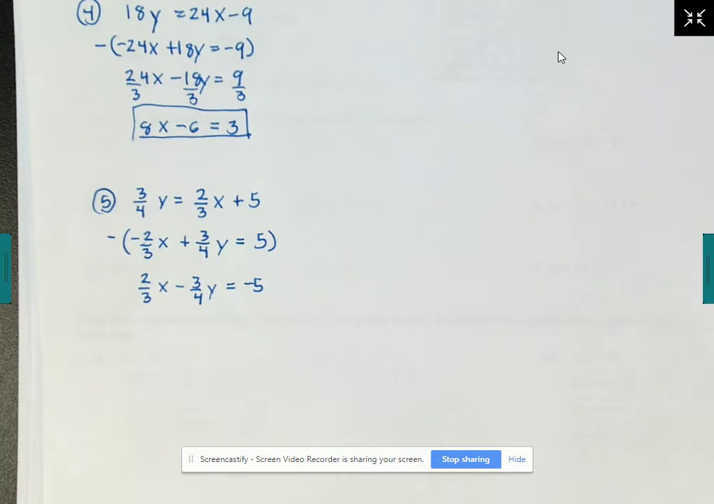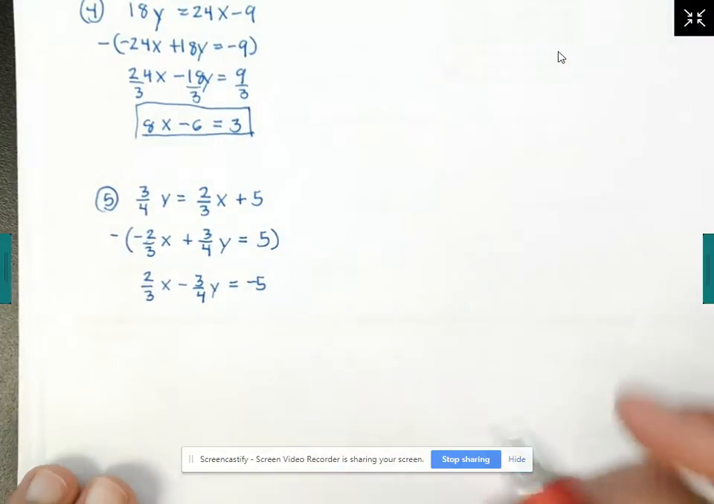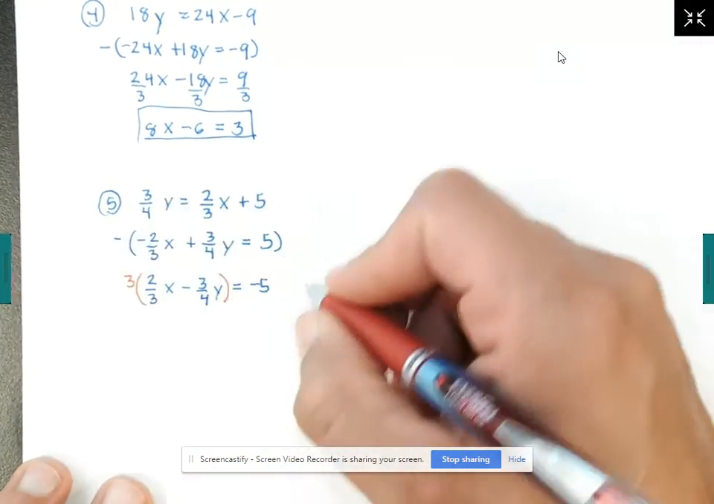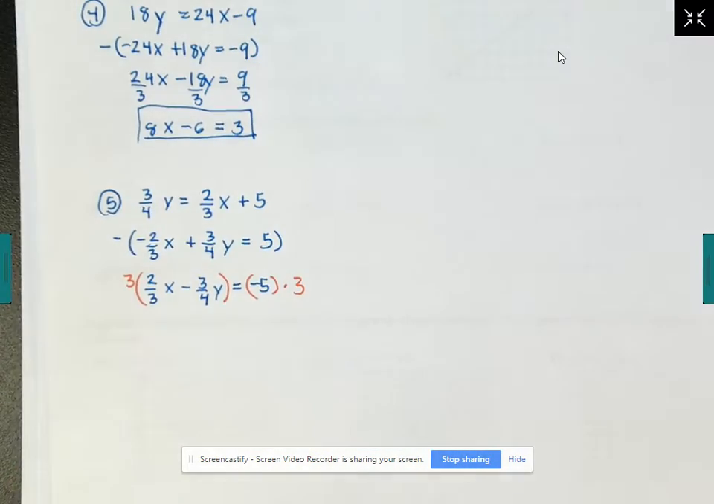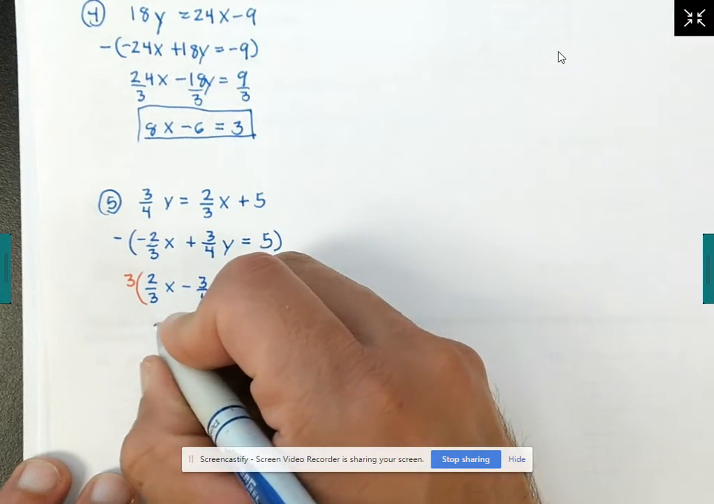What I'm going to do here, you can do this many different ways, but I think the easiest thing to do is just focus on this 3. I want to get rid of that 3. So if I want to get rid of that 3, I'm going to multiply this by 3, and I'm also going to multiply this by 3. And then notice what's going to happen. That 3 and this 3 are going to cancel out. I'm going to end up with 2x.